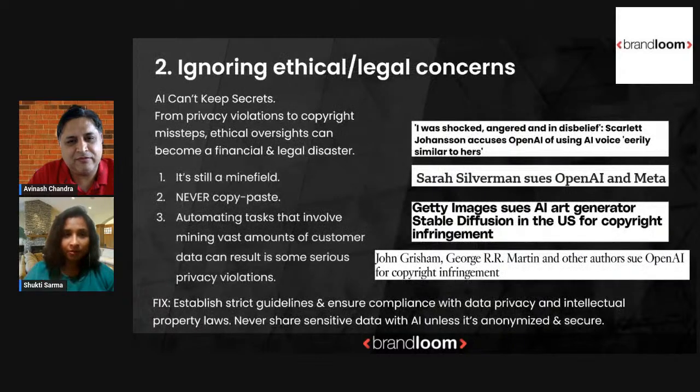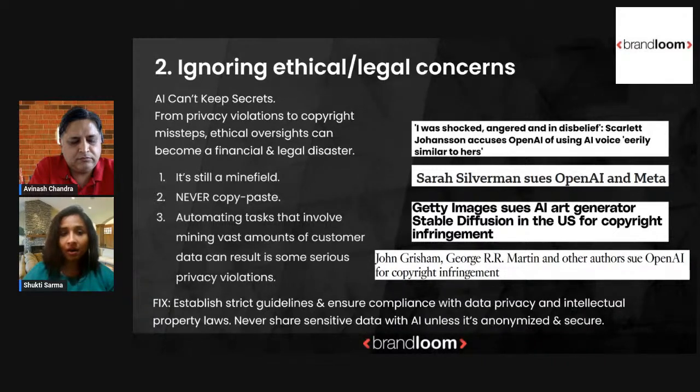Moving on to the next part, the ethical and legal concerns that follow AI are humongous. We have to be really well versed here. One of the things you have to understand is that AI just cannot keep secrets. We have a lot of noise here, where celebrities, writers, everybody is suing different AI companies, and it has led to financial and legal disasters everywhere. Privacy violations, copyright mistakes, ethical oversights can really do you in. It's still a minefield, so tread very carefully. One of the things we always tell our team, and urge others to do as well, is never ever copy paste directly from your AI. It is not going to end well in any situation.